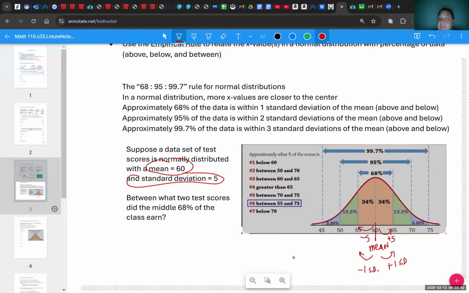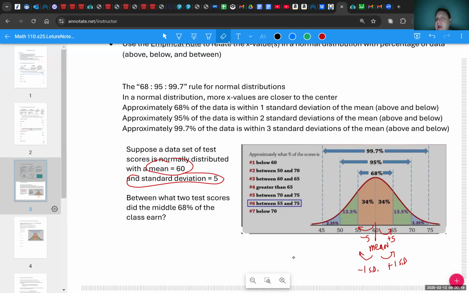So plus 5 and minus 5, plus 1 standard deviation, minus 1 standard deviation, that gives a bunch of data in the middle, right? Those are very high frequency X values. In fact, the percentage of data in here is 68%. So 68% of the data is within 1 standard deviation, plus or minus, of the middle. That 68% is more than 2/3. 2/3 is about 67%, so more than 2/3 of the data is within 1 standard deviation of the mean.